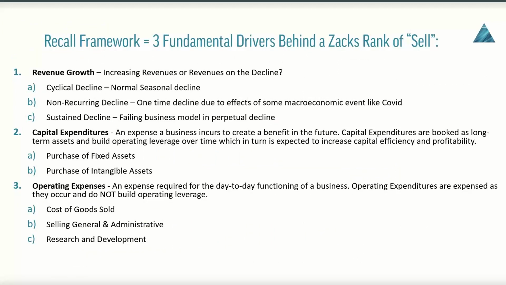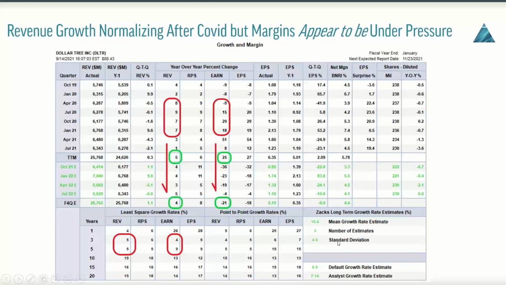So again, recall the framework, the 3 fundamental drivers behind the Zacks Rank sell, right? We've already been through this, but I wanted to reiterate, we need to look at revenue growth. Is there revenue growth, or are revenues on the decline? If they're on the decline, why? Is it a cyclical decline, non-recurring, sustained? Capital expenditures versus operating expenditures, right? We're not going to go through this, but I did want to recall the framework.